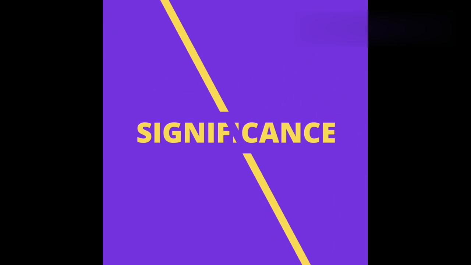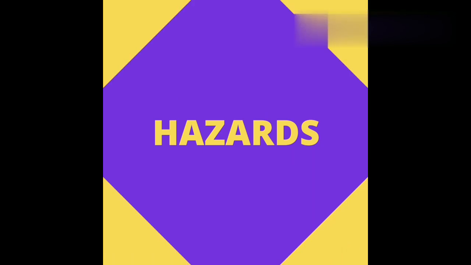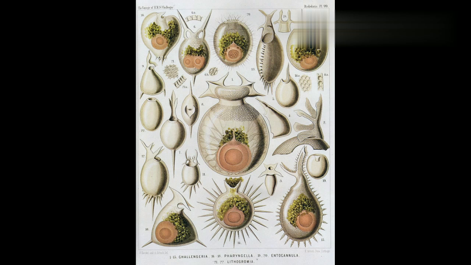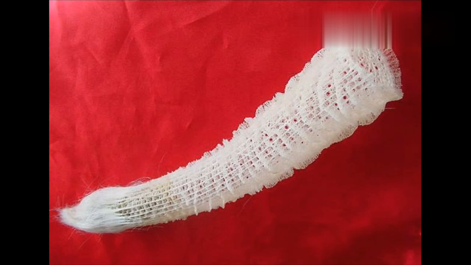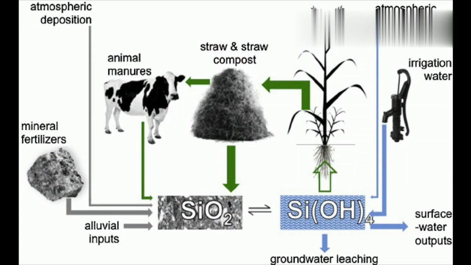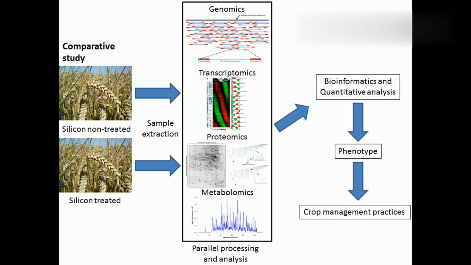Biological significance and hazards. Diatoms, radiolaria, and siliceous sponges use biogenic silica as a structural material to construct their shells. Some plants, for example paddy, need silicon for their growth.